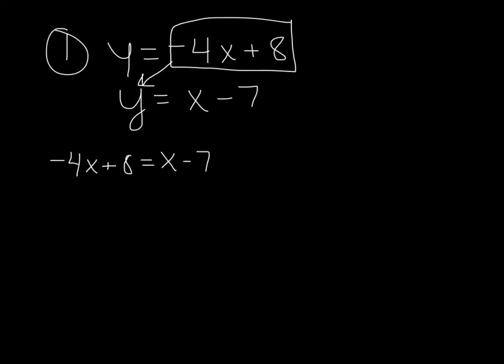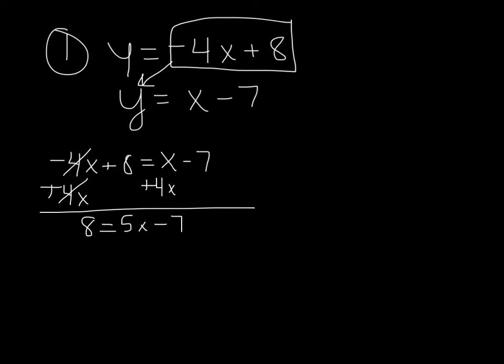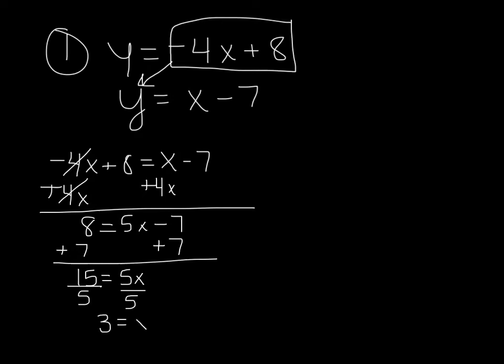So think back to what we did at the beginning of the year. So we want to move our x's to the same side, so that means we'd have to add 4x. Okay, that's going to get rid of that on that side. That'll leave me with 8 is equal to x plus 4x gives me 5x minus 7. Add 7 to both sides. That gives you 15 is equal to 5x. Divide by 5. So 3 is equal to x.